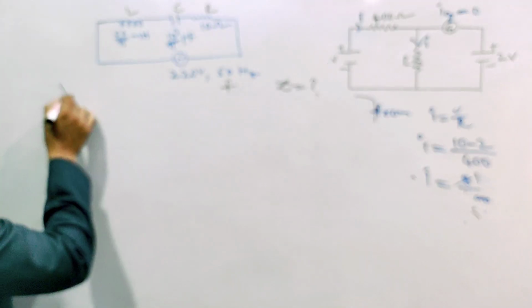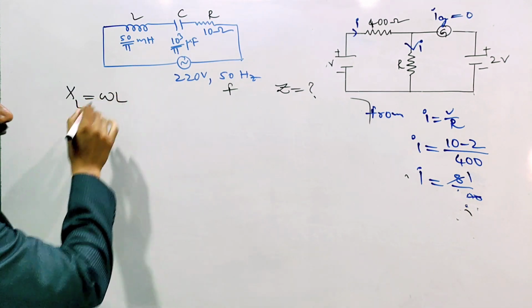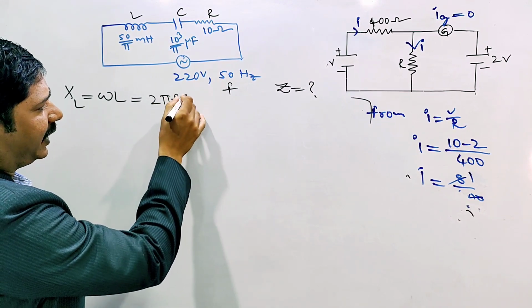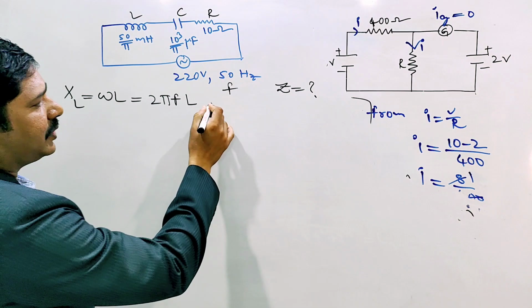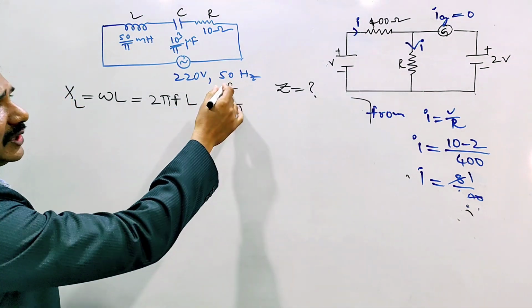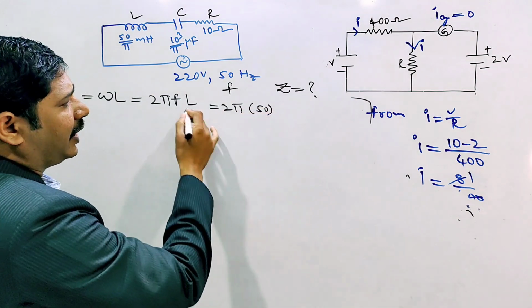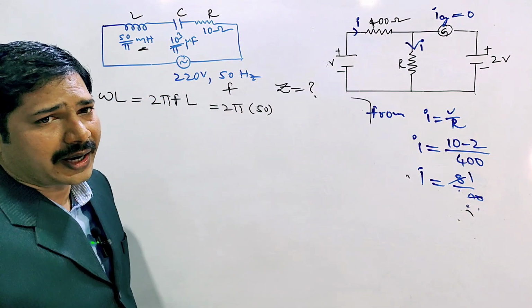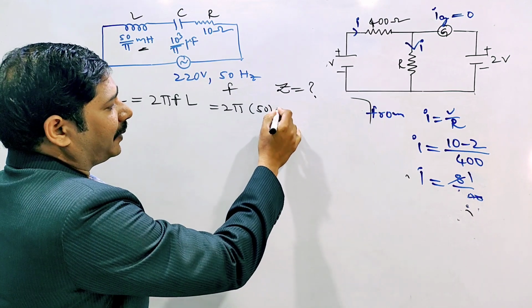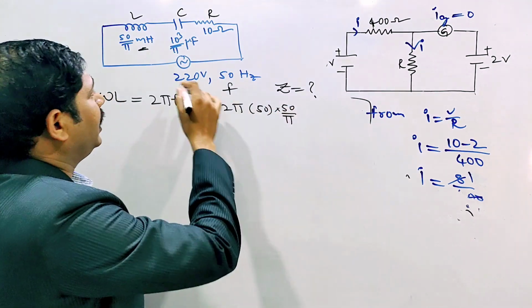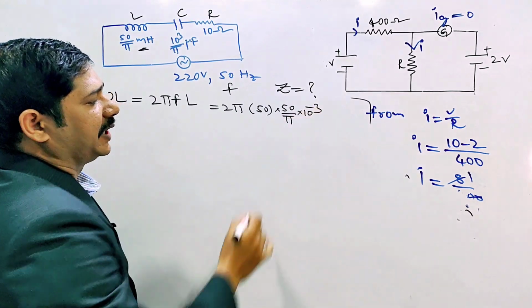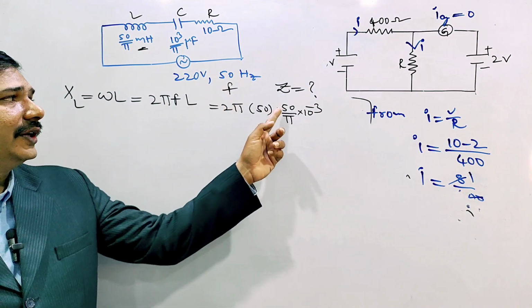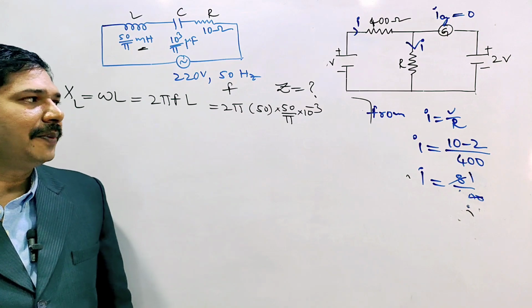Listen here, the XL formula is omega L. Angular frequency omega is not given, and omega is 2 pi F, so XL is 2 pi F into L. Substituting the values: the frequency is 50, and the inductance L is given in millihenry, which we have to convert to henries, the SI unit. L is 50 by pi into milli, and milli means 10 to the power of minus 3. So 2 pi into 50 into 50 by pi into 10 to the power of minus 3, and pi cancels here.